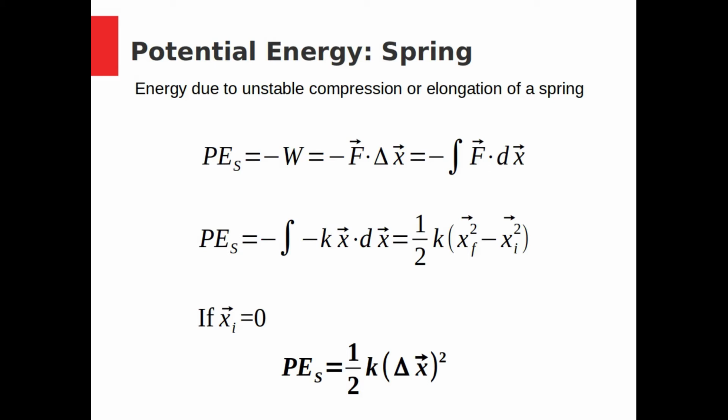The potential energy of a spring is half its spring constant multiplied by the displacement squared, whether that displacement is a compression or an elongation. Because the displacement squared is always positive and the spring constant is also always positive, the potential energy of a spring is always positive.